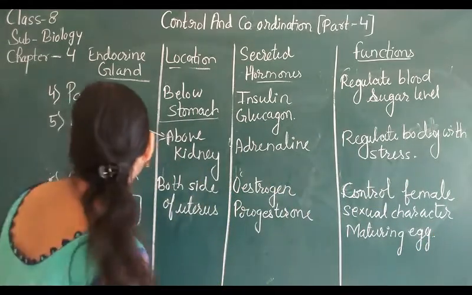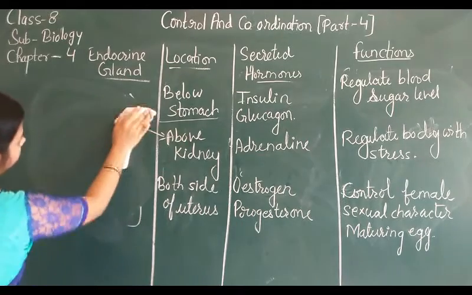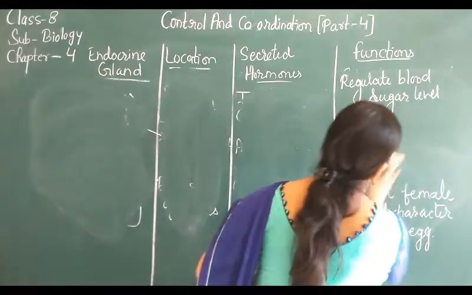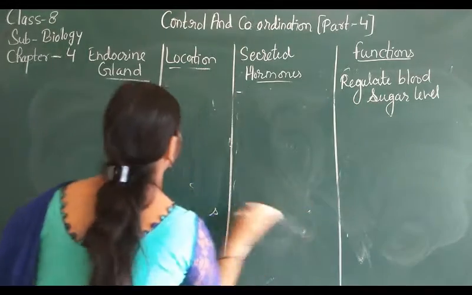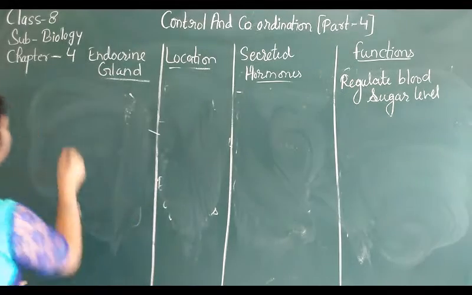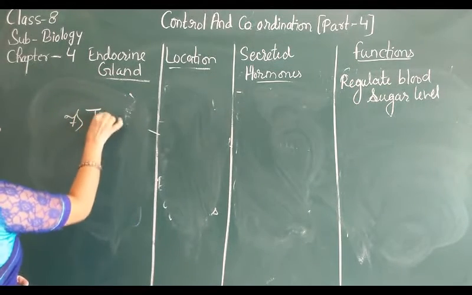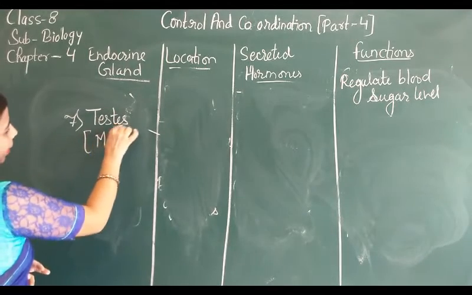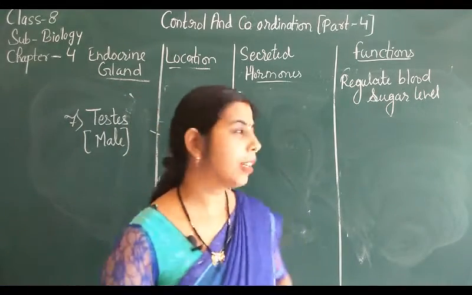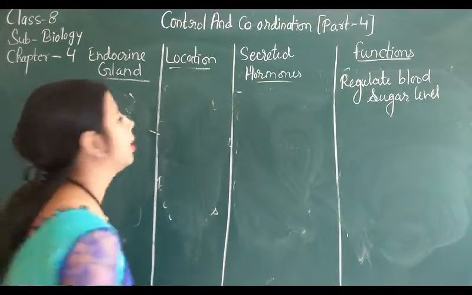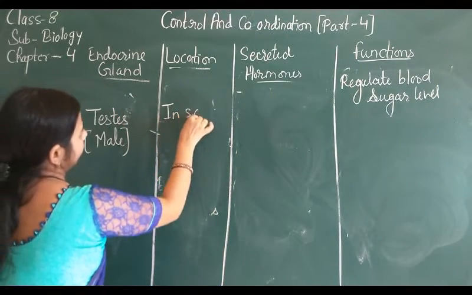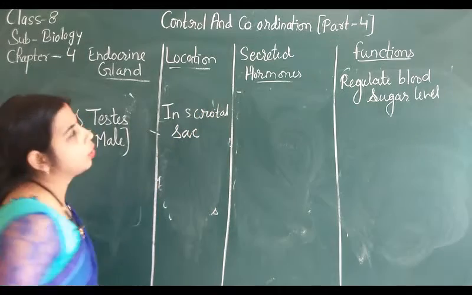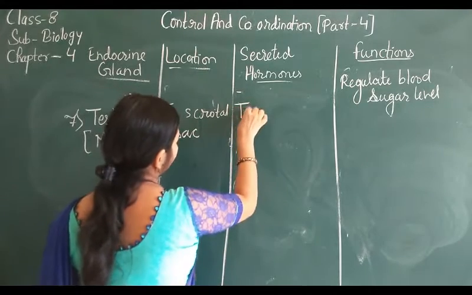Okay, now next we move towards the other glands. So the next gland is the testis. This gland is present only in males. And what is the location of the testis? So it is present in males in the scrotal sac. Now the hormone which is secreted by this is testosterone.